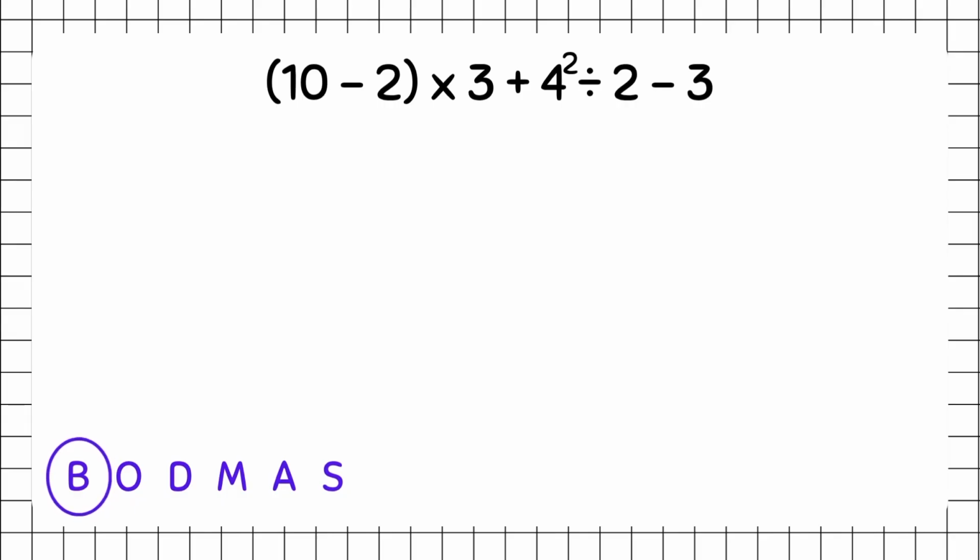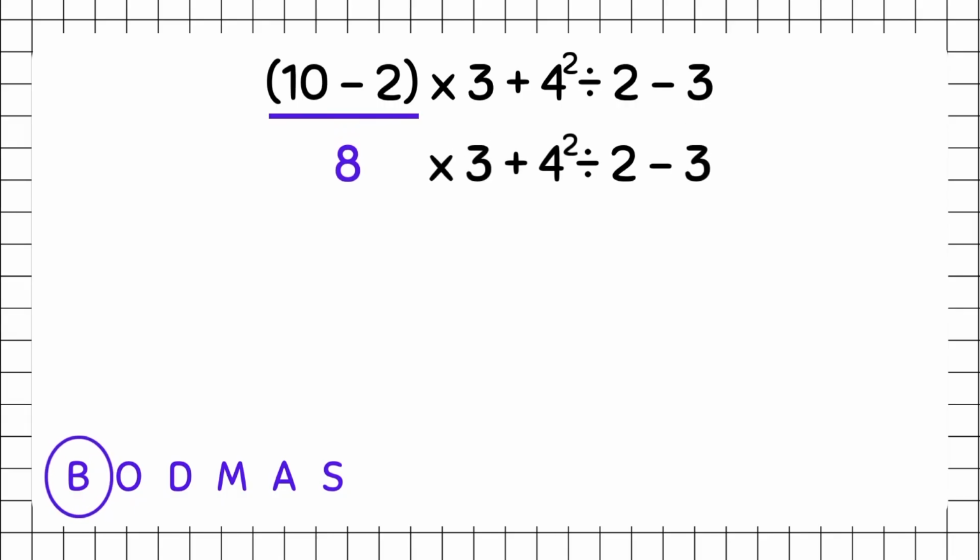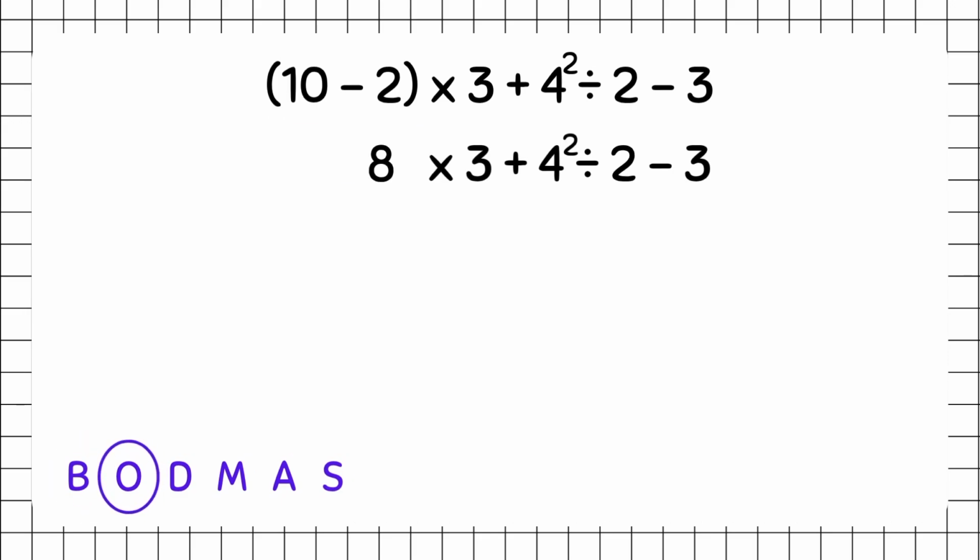Now to the tricky one. Told you I'd get to it. As always, we start with the brackets. 10 minus 2 is 8. Order's next. That's 4 squared.